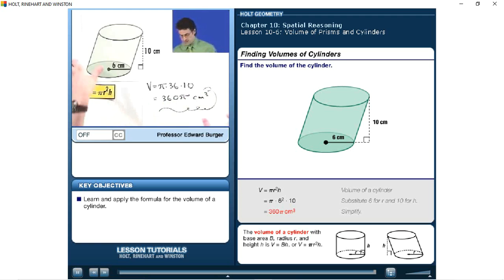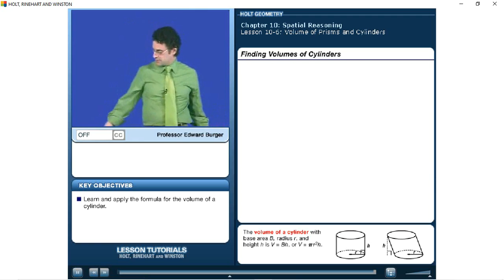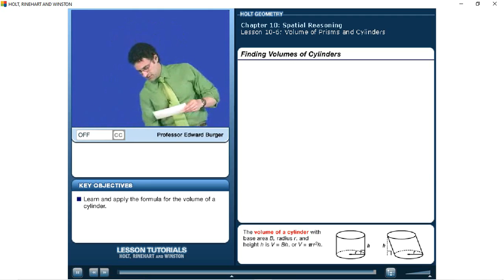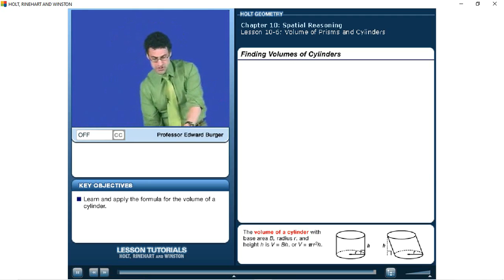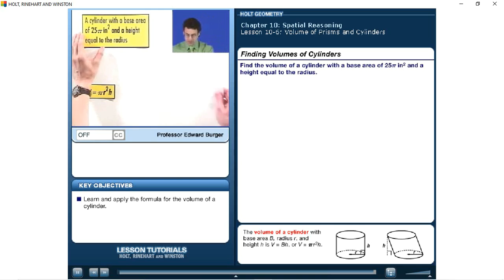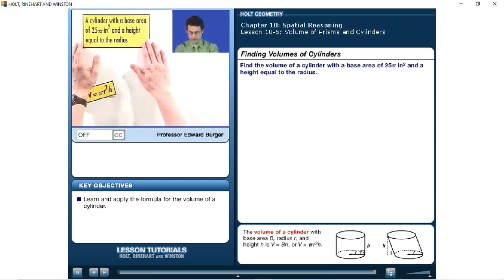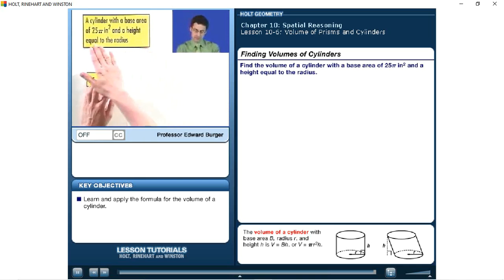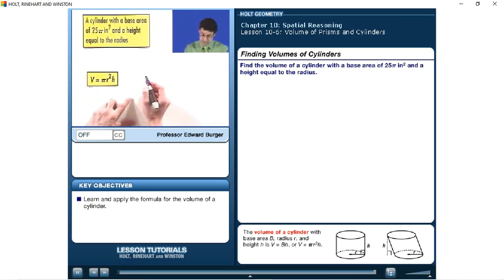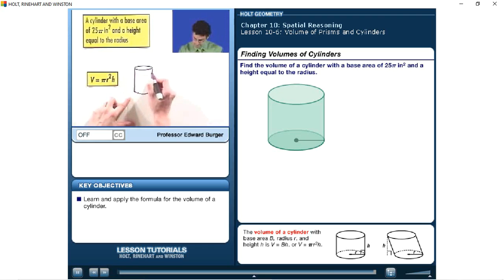Neat. All right, let's try another question, see if we can put some of these ideas together with a slightly more exotic question. We want to find the volume of a cylinder with a base area of 25 pi inches squared and a height equal to the radius. Now, there are a lot of words here, and this sounds a little complicated. The first thing I would do is draw a picture. So let's draw a cylinder. Okay, so there's my cylinder.